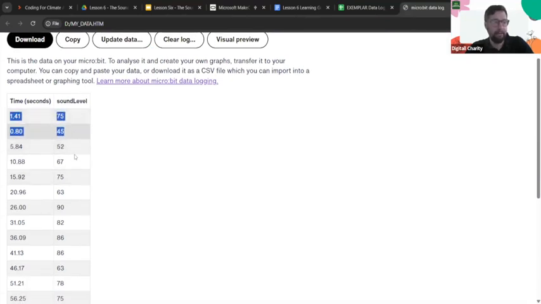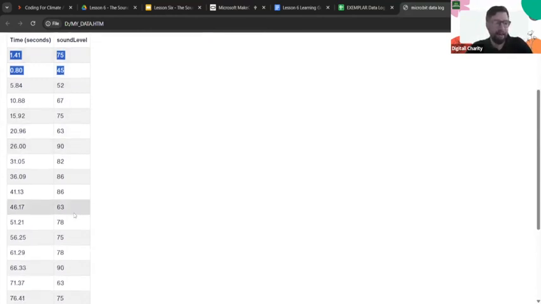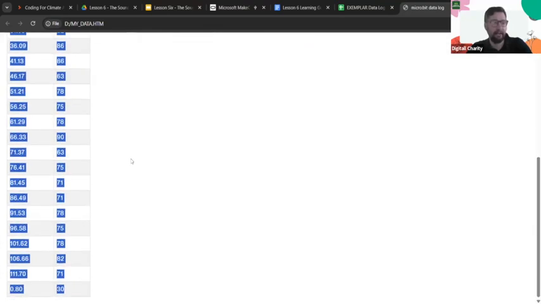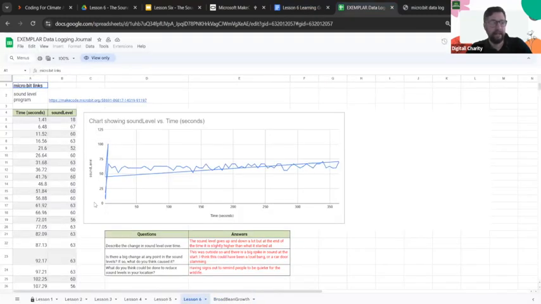And you can see mine is going up and down, probably got something to do with me talking as I'm holding it. So we, of course, copy and paste this into the data logging journal and put it into lesson 6 here. So here's some stuff that's pre-done and we can see the changes over time here. So that's populated my sound level there.